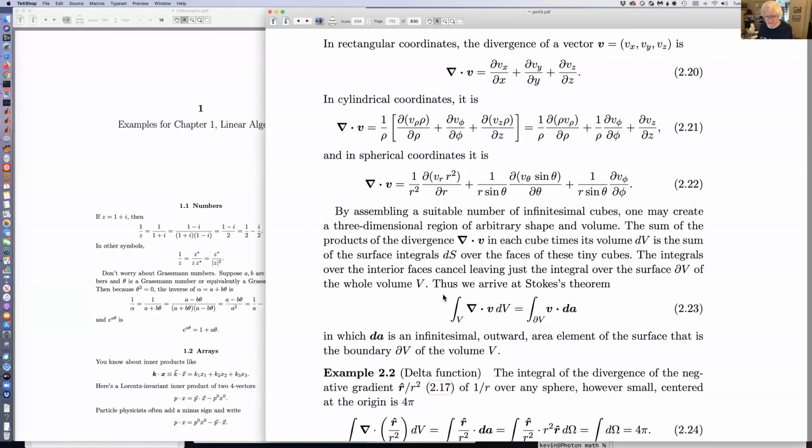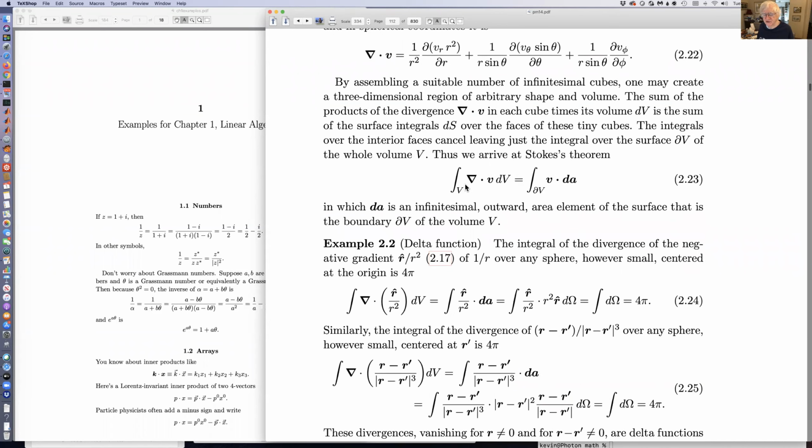In this part, nothing cancels, but over here, for each cube, you've got an outer face, a forward face, and a backward face. And since the cubes stack next to each other, if you have two adjacent cubes on the faces that face each other, one forward, one backward, the surface integral just cancels. So in this sum of surface integrals, everything cancels except the outer surface. And so we have this, which is Stokes's theorem, one of Stokes's several theorems. The integral of the divergence of a vector over a volume is the integral of the vector dotted into the surface area over the surface.